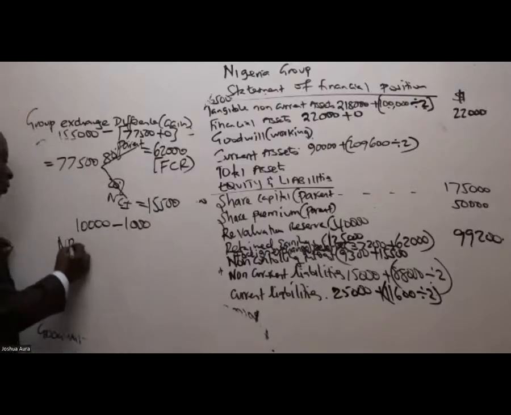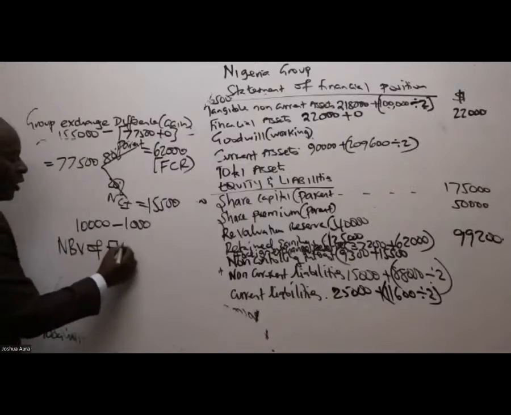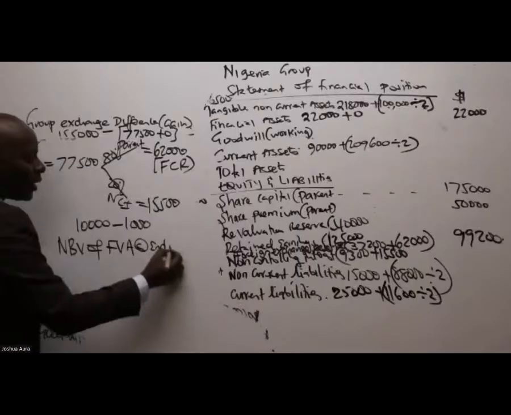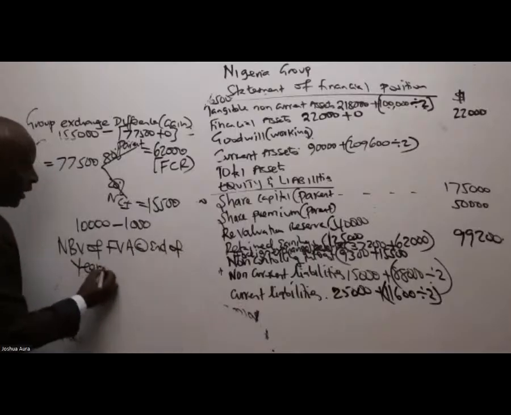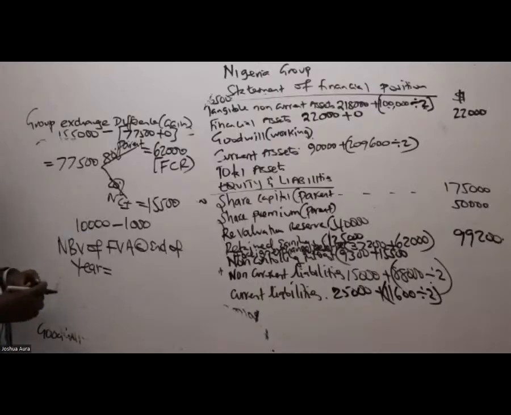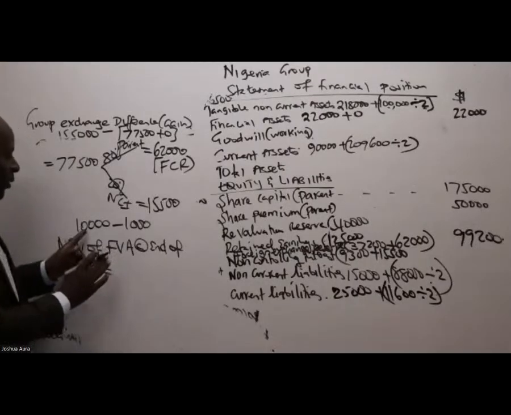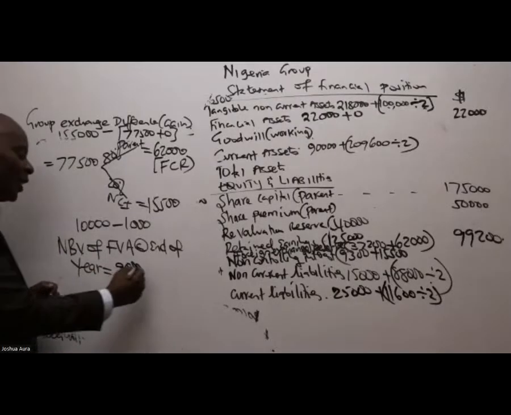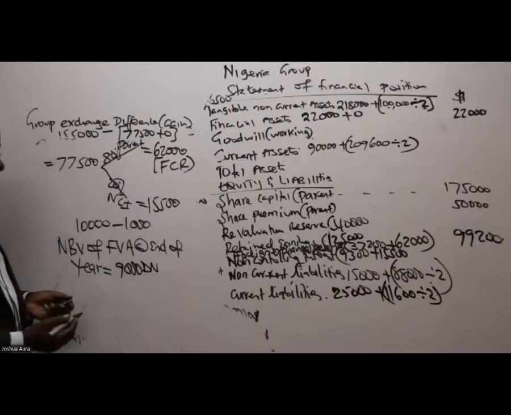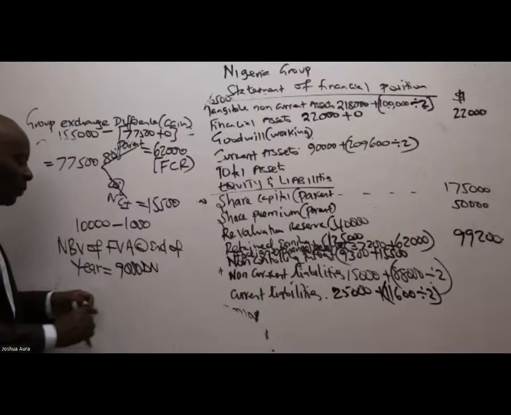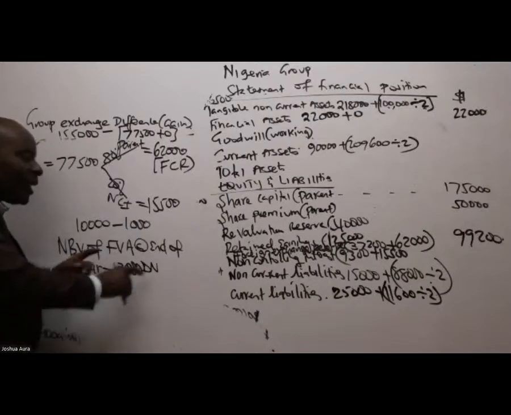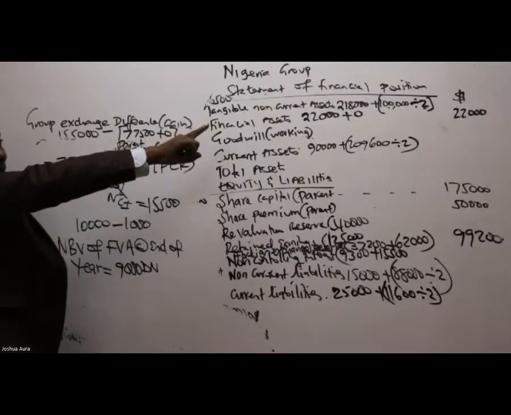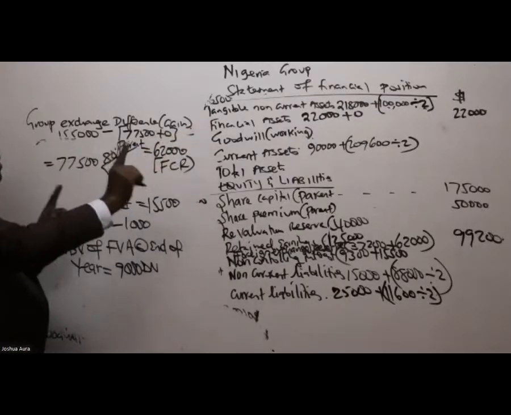So then what is the net book value of this fair value adjustment at the end of the year? This will be 10,000 minus 1,000, which gives me 9,000, which is DN. And I want to bring this fair value adjustment and incorporate it up here in the PPE. It's an increase in my PPE value.